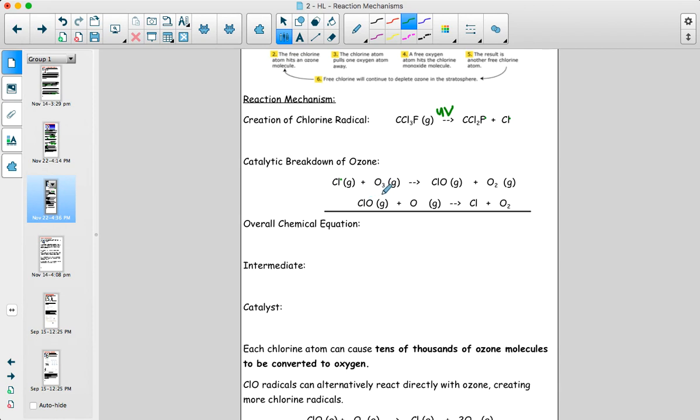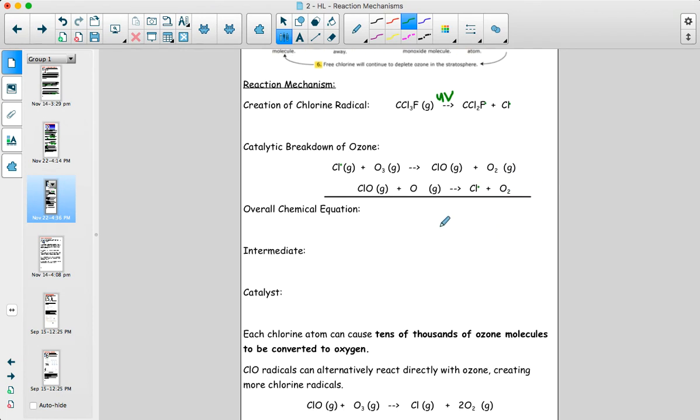The ClO then goes on to react with other monatomic oxygen in the atmosphere, and it re-releases that chlorine radical and more diatomic oxygen. So if we add together the overall chemical equation, we can see that the ClO cancels out, and actually the chlorine cancels out too. And so the net reaction is that we have ozone and monatomic oxygen forming two molecules of diatomic oxygen. So we think about the destruction of ozone and the hole in the ozone layer as this negative thing, but actually the product is not negative, it's just oxygen. The problem, though, is that the concentration of ozone is being lowered.